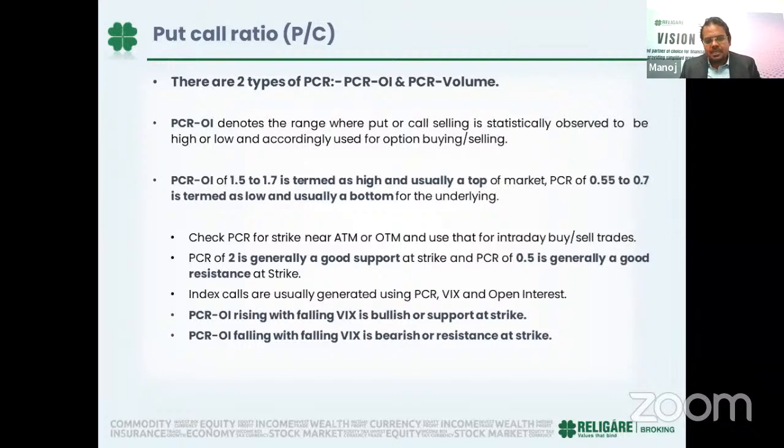Same happens on the flip side. If you see the call open interest being twice that of the put in the same strike and the VIX is down, you can assume that maybe there is call writing and this might act as a resistance. So combine your put call ratio for the same strike along with VIX, and this works most importantly for at the money.